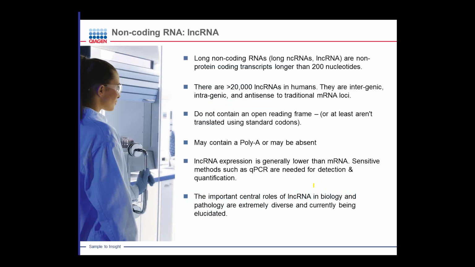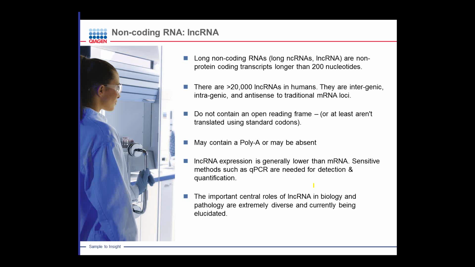So long non-coding RNAs, by definition, are non-protein coding, and they're longer than 200 nucleotides. That's somewhat of an arbitrary cutoff. Things that are smaller than 200 are small non-coding RNAs. These are abbreviated as LNC RNAs or LINC RNAs, depending on whether they're between genes or within other protein coding genes. There are more than 20,000 different long non-coding RNAs, so their diversity is as large or larger than the entire mRNA transcriptome.